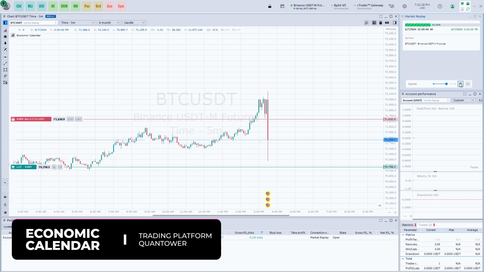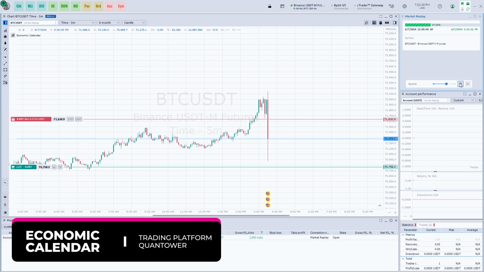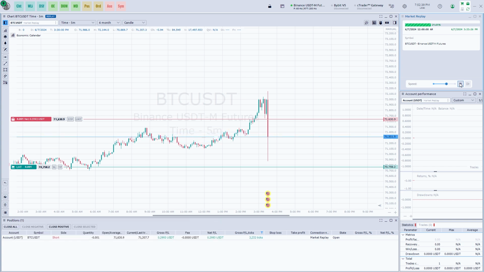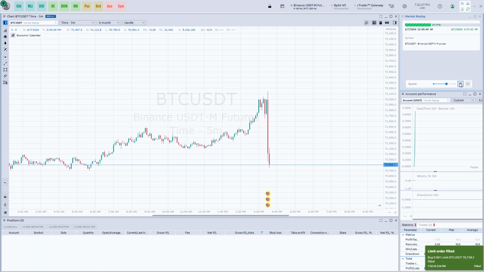Today, I will present you the economic calendar indicator for the Quantower trading platform, which is exactly what it is. This indicator is your key to successful trading. It allows you to stay ahead of the market and make thoughtful decisions. This is a tool that can change your trading. Let's learn more about its capabilities and application strategies.